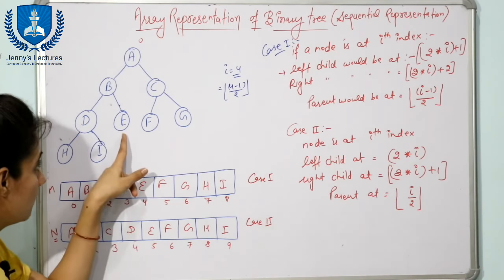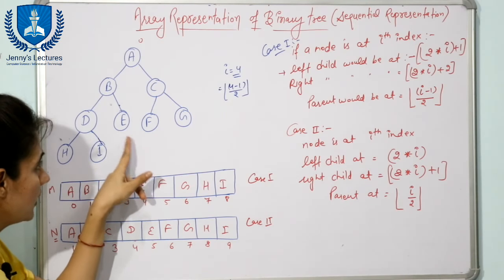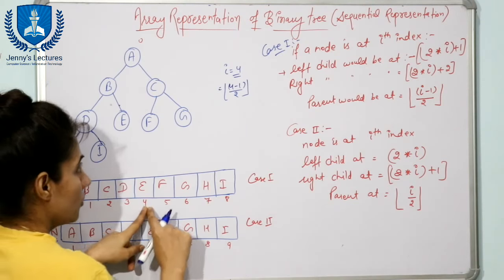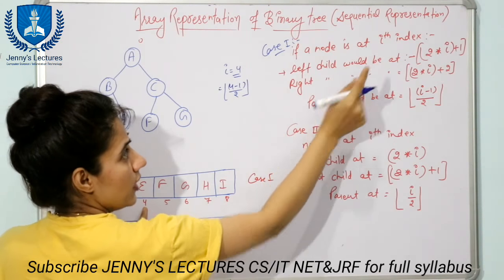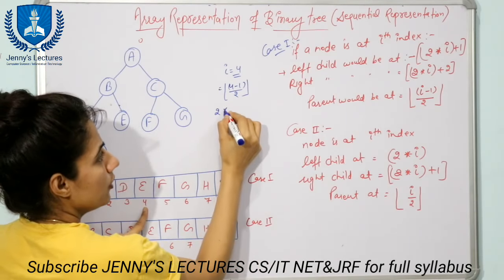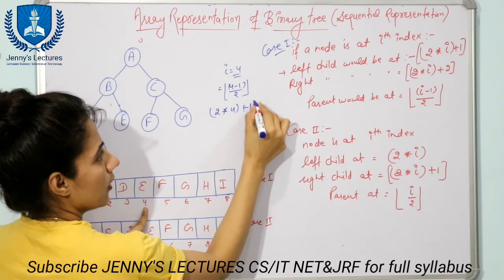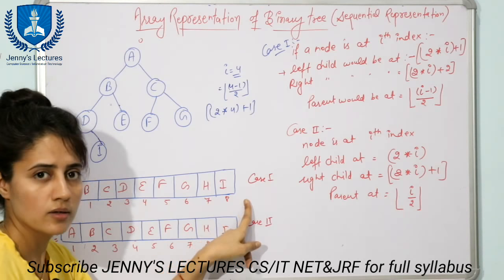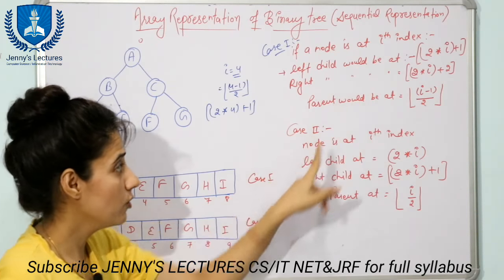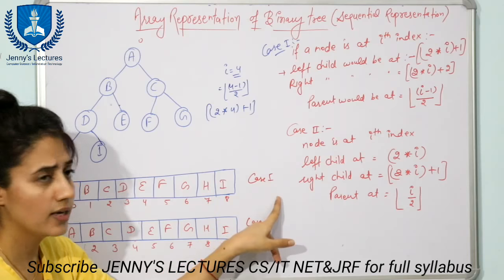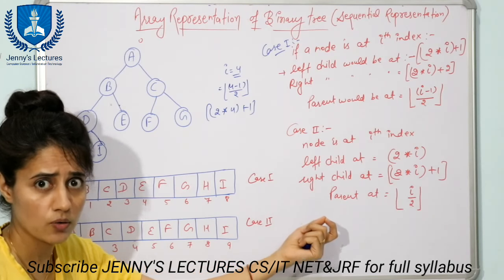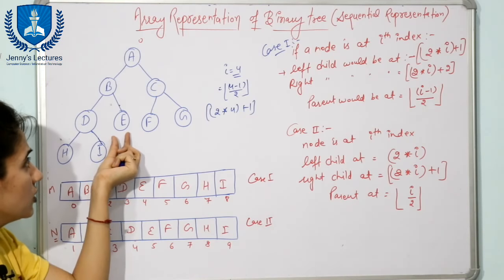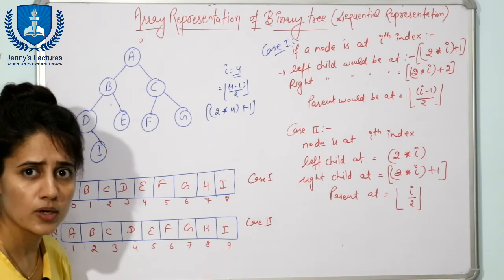Now, E is not having any left child or right child. If you are to find out the left and right child, now i is 4. Left child would be at 2 into 4 plus 1, that is 8 plus 1, that is 9, but we are not having any 9th index. And right child would be 2i plus 2, that is at 10th, so no 10th index we have. So you can say that E is not having any left child or right child. You can easily check.